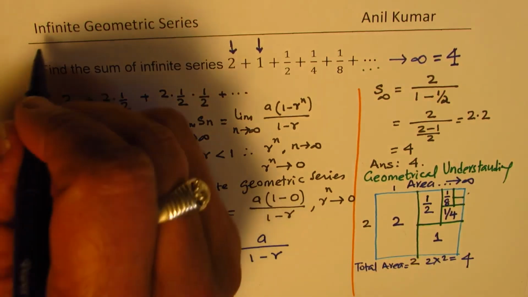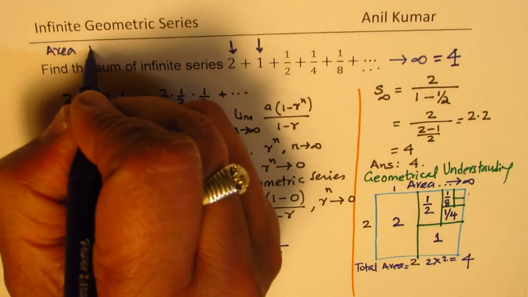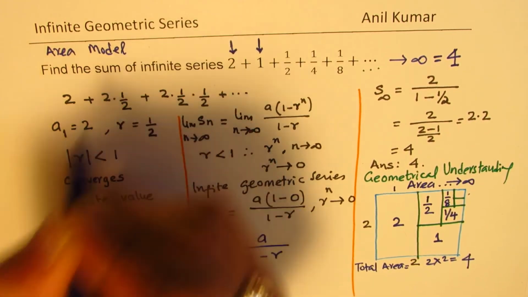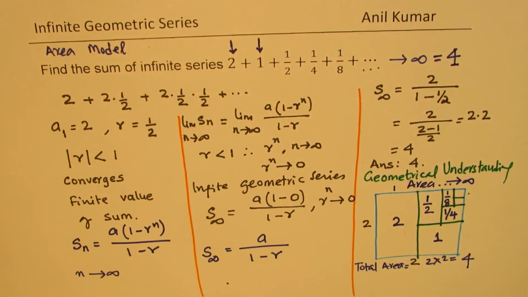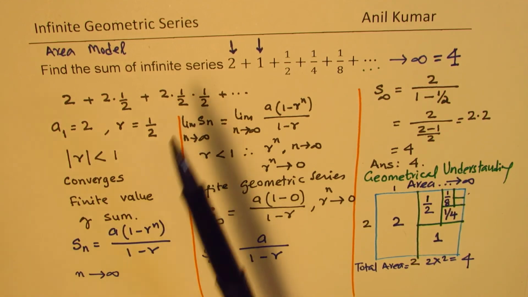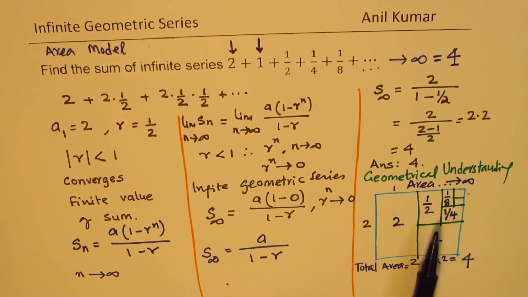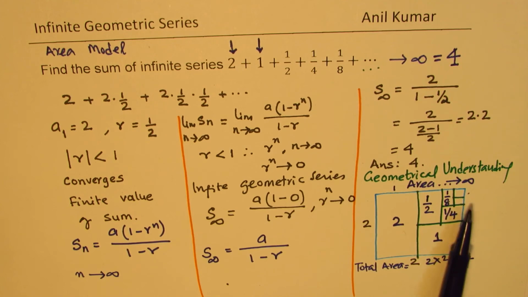So we can have an area model to represent our equation. Does that make sense to you? What we have here is a series. We are dividing the whole area into halves each time, or multiplying by 1 over 2, right? If you do that, you're going to fill it up, and ultimately you will fill the area of 2 times 2, which is 4.